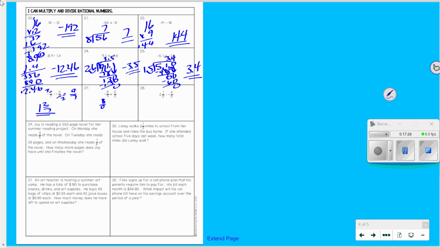So 8 ninths times 3 halves. Remember, you cannot do reductions until it's multiplication. But now that it's multiplication, I can look for those reductions. Gives me a 1 and a 3, a 1 and a 4. So that becomes 4 thirds, which becomes 1 and 1/3.